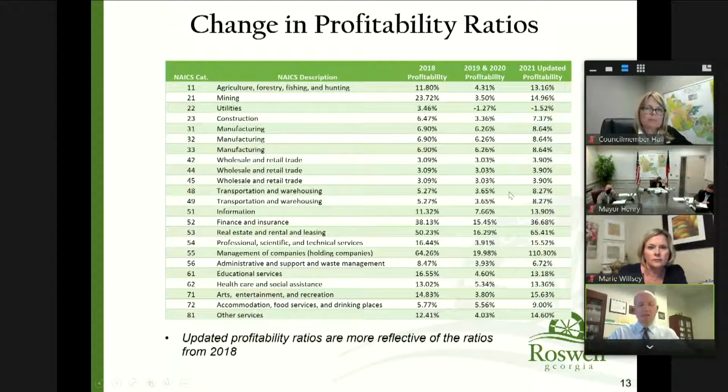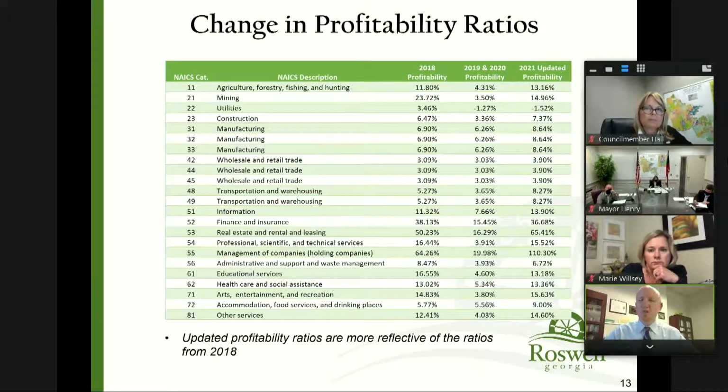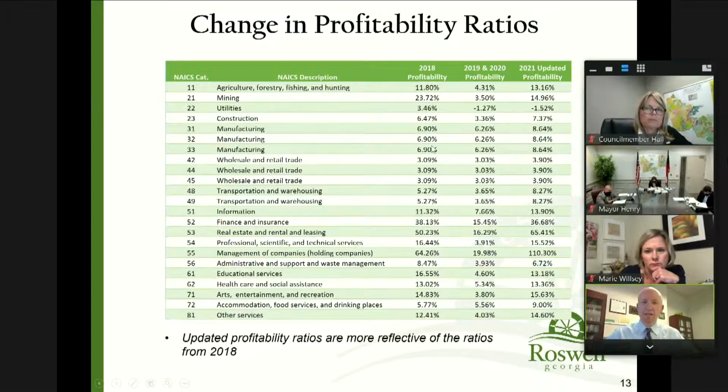With that change in profitability and using that new updated table, I provided here what those updated profitabilities would look like. And as you can see, those profitabilities are more in line with the profitabilities that existed back in 2018. Some of them are small increases from the most recent table.